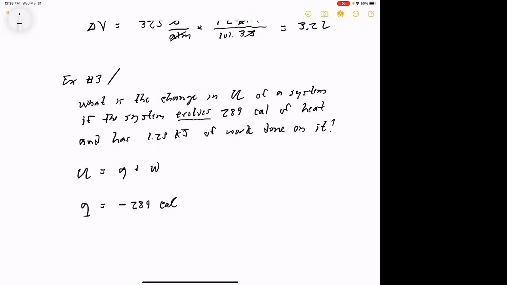For example, let me just give you another example where we might use that term evolve. So you might say in a certain chemical reaction, a gaseous product is evolved. So that means gas is given off by the chemical process. Okay, so that's sort of what that means, in case you haven't run into that term before. So let's go ahead and get it in terms of joules because our work is in terms of kilojoules. So we might as well get everything to joules.